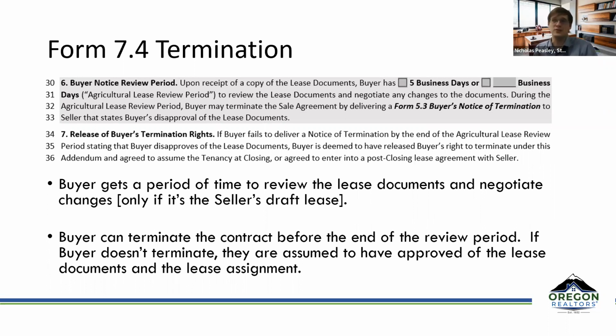If you do not terminate during that agricultural lease review period, the buyer does not get a chance to terminate anymore. They've released the right to terminate. They're just taking this property and assuming the tenancy at closing. So you get a period of time to look it over, a period of time to review it, and a period of time to terminate. If you don't terminate during that time frame, congratulations, you're now an agricultural landlord.